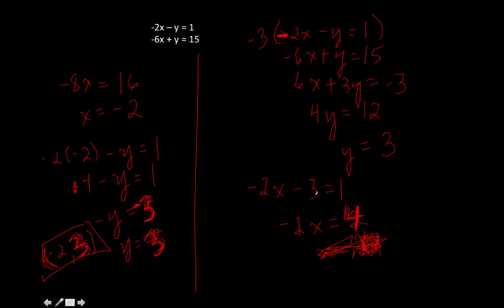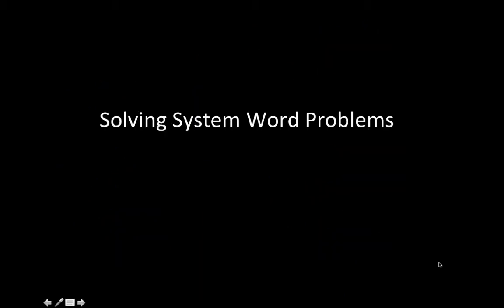Okay, minus 2x minus 3 is 1. So minus 2x is 4 because we add 3, not subtract 3. So x is minus 2. Okay, so we had one more of those.